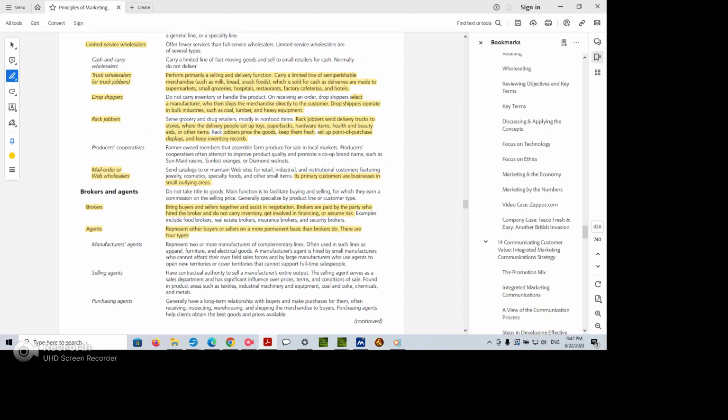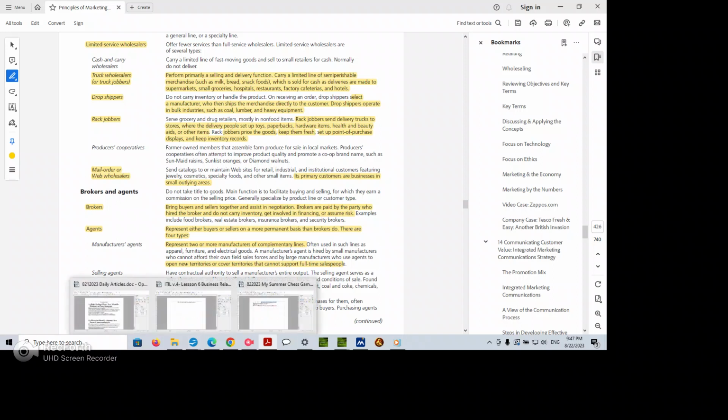For agents, we have manufacturers', selling, and purchasing agents. Manufacturers' agents are pretty straightforward. They represent two or more manufacturers with complementary lines, often used in lines such as apparel, furniture, and electronic goods. A manufacturers' agent is hired by a manufacturer who cannot afford their own field sales force, and by large manufacturers who use agents to open new territories that cannot support full-time sales. Sort of like your consultants.